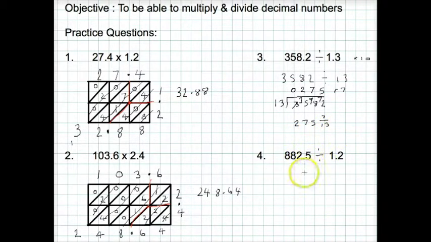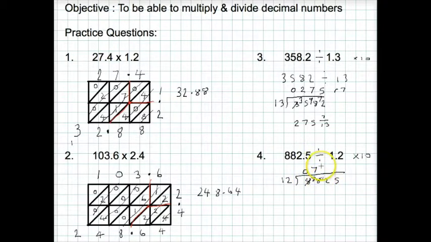Last one then, exactly the same procedure. I'm going to times them both by 10, that's going to give me 12. Now that's going to go into 8, 8, 2, 5. 12 into 8, that won't go. So I've got the 8 remainder. 12 into 88, that goes 7 times with 4 remainder.